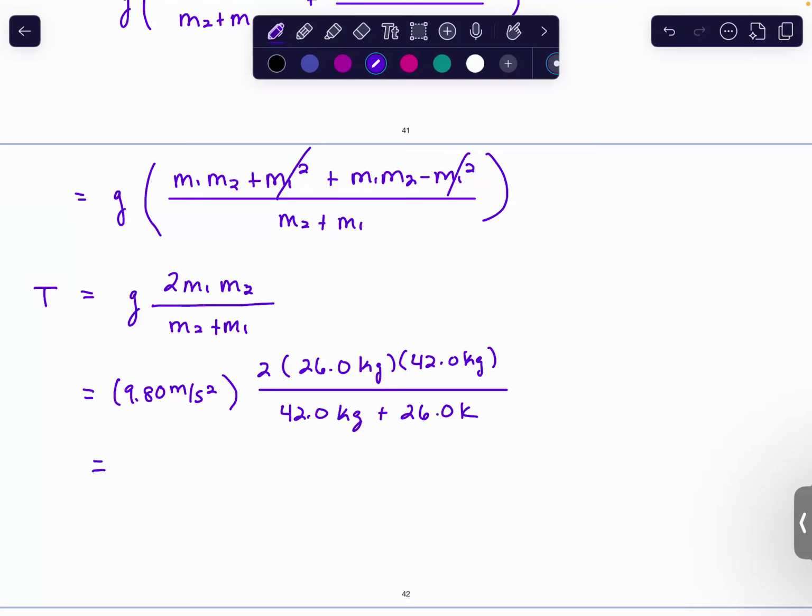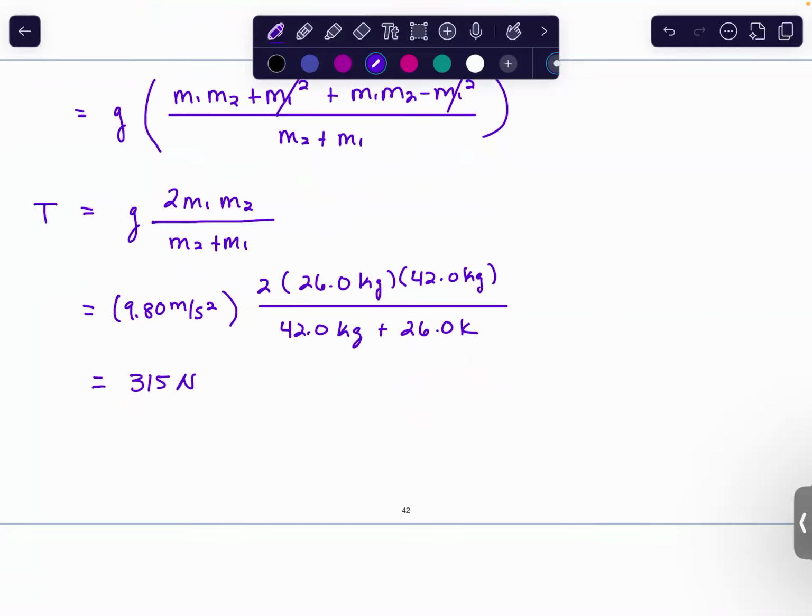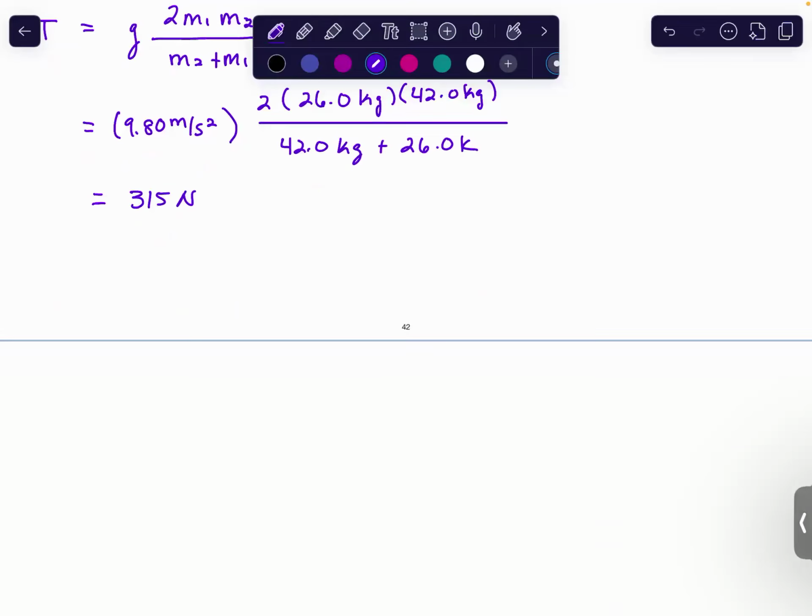And your tension should come out to be about 315 newtons. Now, the question is, does this verify, we have all of the forces we need now. Does this verify Newton's second law? Okay, so let's go back, let's look at mass one.